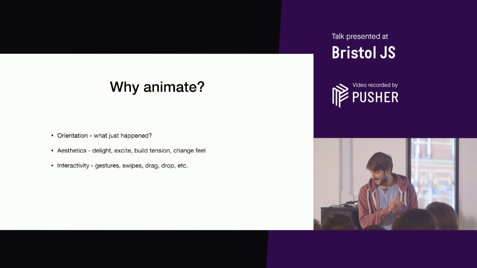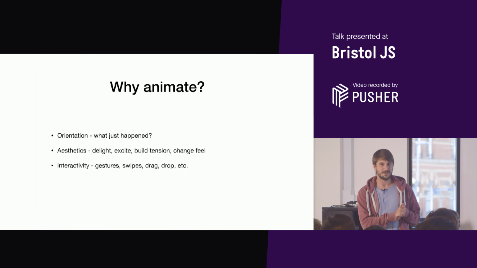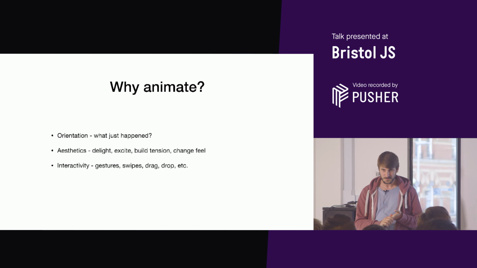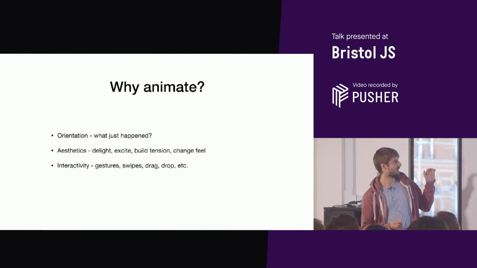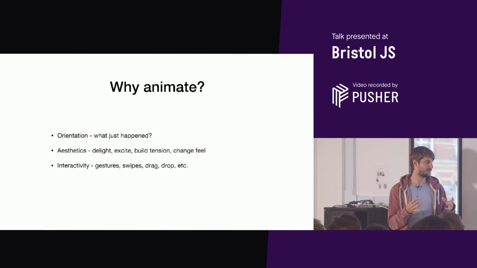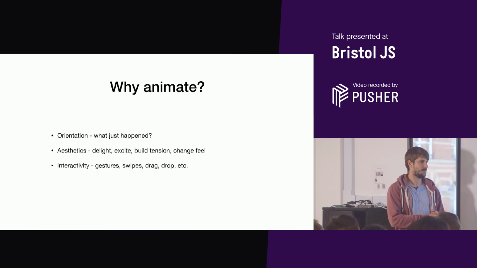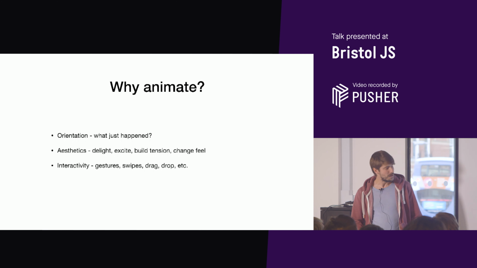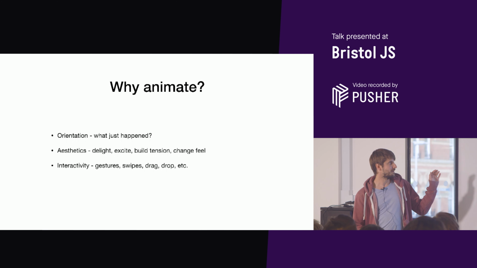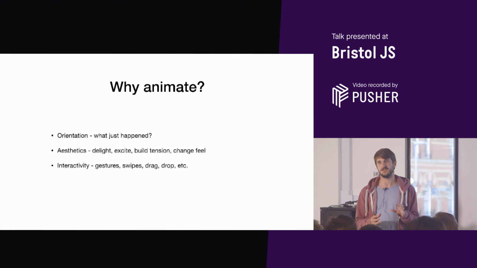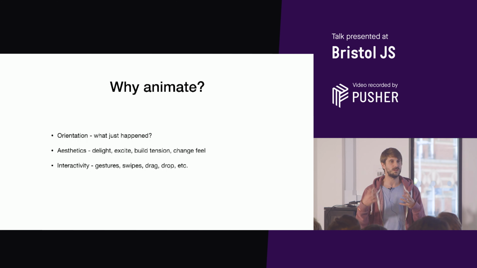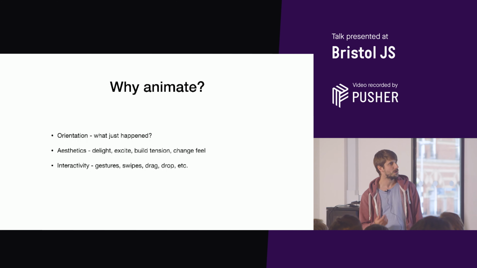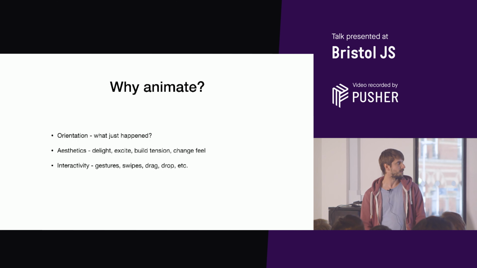So, why do we animate stuff when we're building applications? I'm going to cover 3 different things. I like to break this down to 3 different reasons why we animate things. This is a bit of an oversimplification, but I find it quite helpful. One of the things we want to know is what just happened in an application. As state is changing, if things are popping in and out of the screen without animating, it can be quite jarring and disorienting.